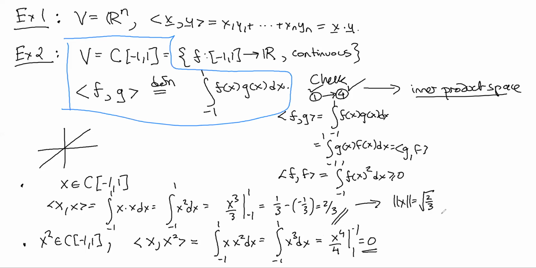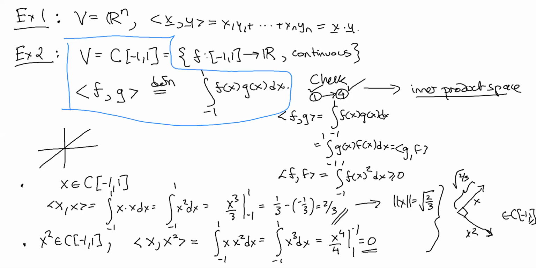Now the whole point of inner product spaces is that these are calculations with the inner product. What these imply is that I can think of these vectors as having lengths and angles, just like I did with dot products, and everything will work the same way. So the picture associated with this is that there's some vector x, and its length is the square root of 2 over 3. And then there's another vector, x squared, which is orthogonal to x. And these vectors live in C of minus 1, 1.